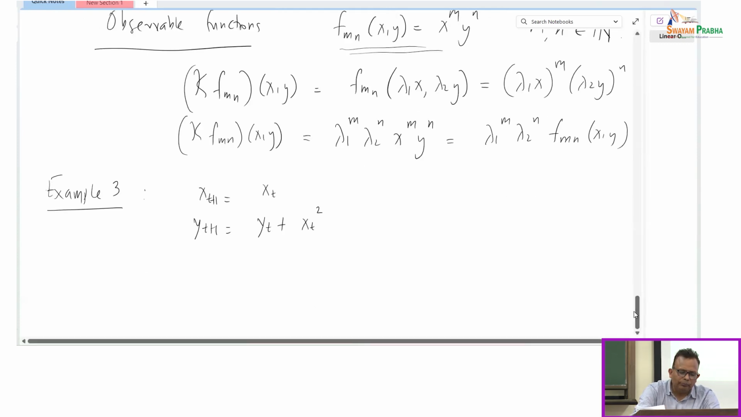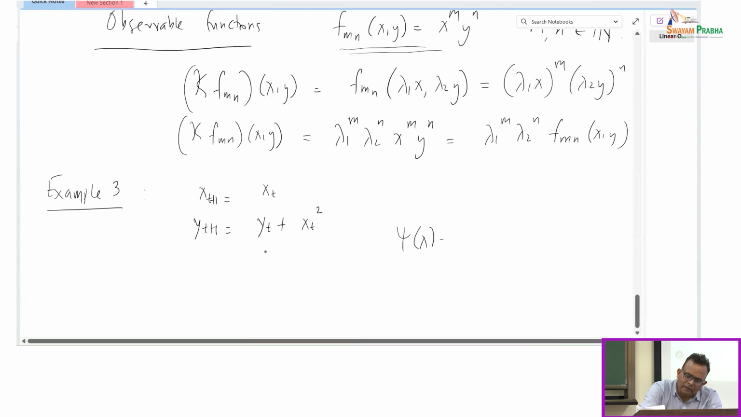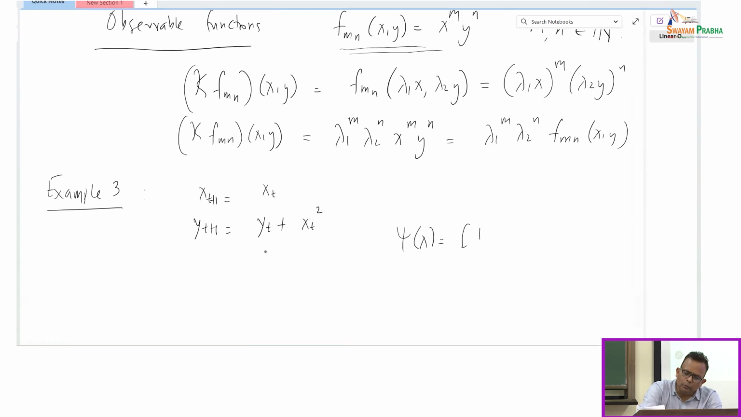Okay, so now I choose a basis for this, and you see what will happen. I choose the basis functions psi of x as a constant 1, x, y, and x squared. So these are my basis functions. I just pick them. You could pick something else. The reason I picked this will become clear soon.